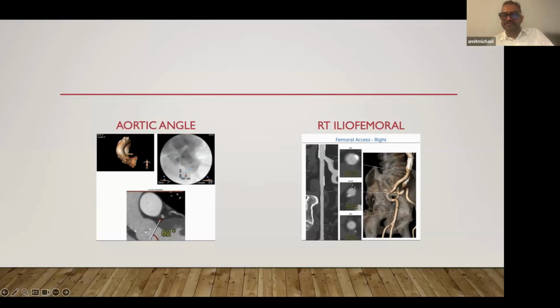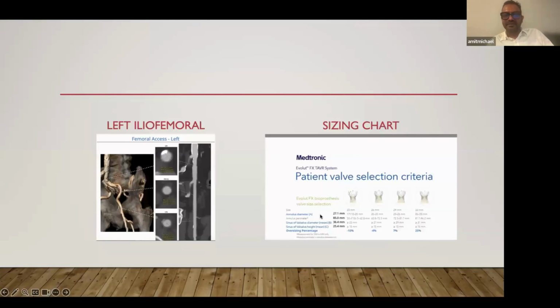Here the femoral axis on the right side looks quite clean. The axis on the left side also looks fine. There's a bit of tortuosity of the vessels, as you can see, so they're not very straightforward vessels.